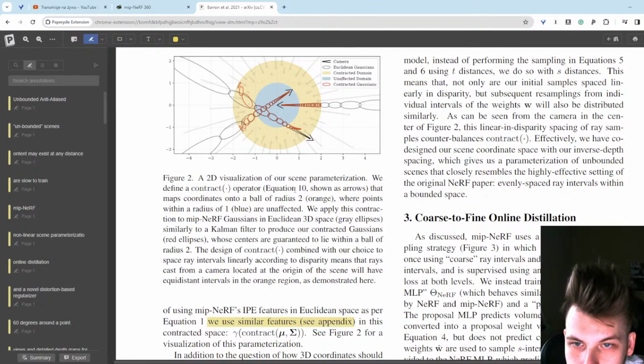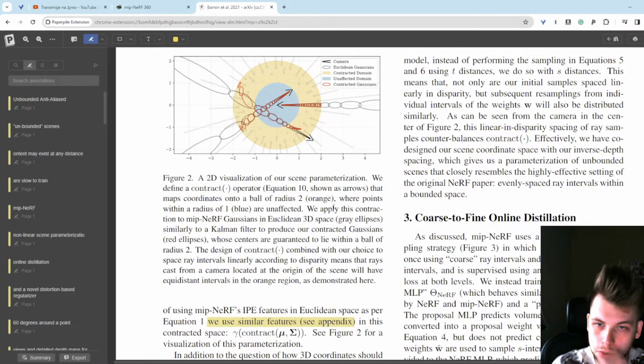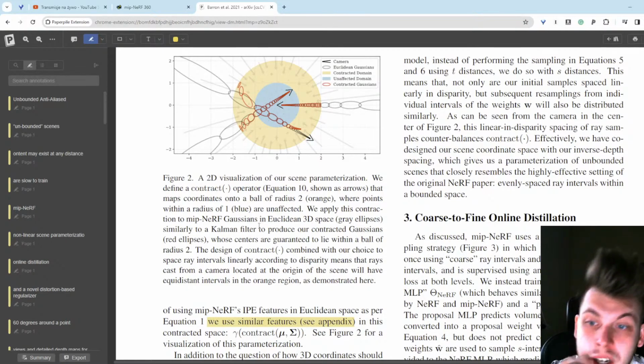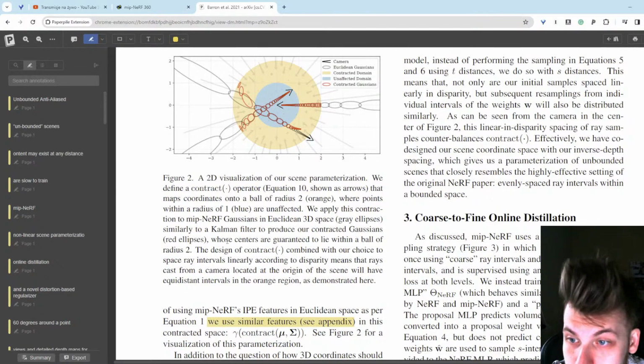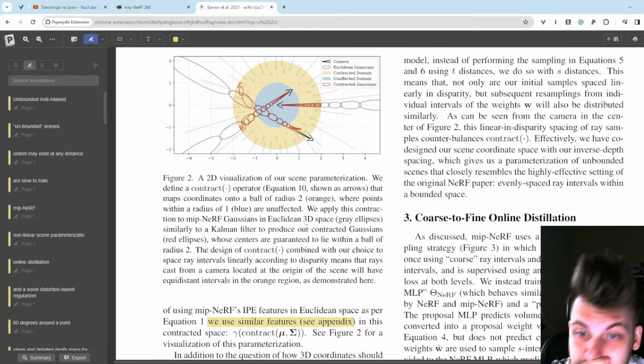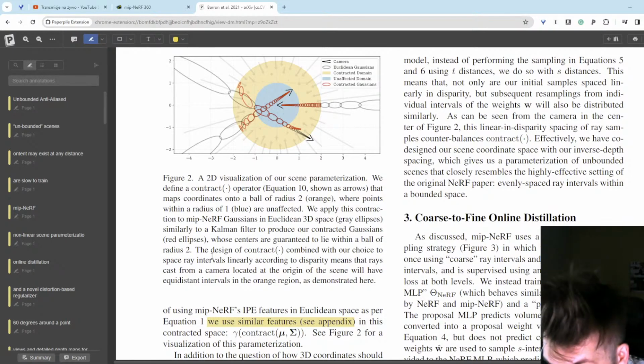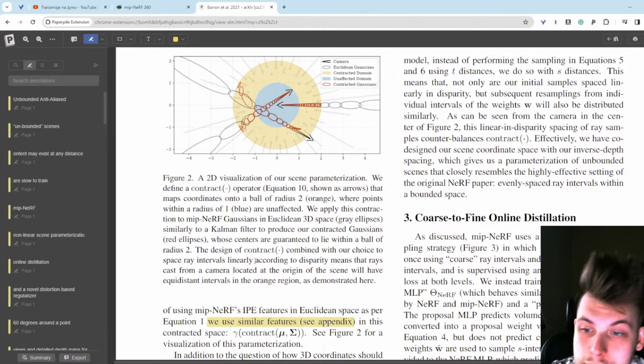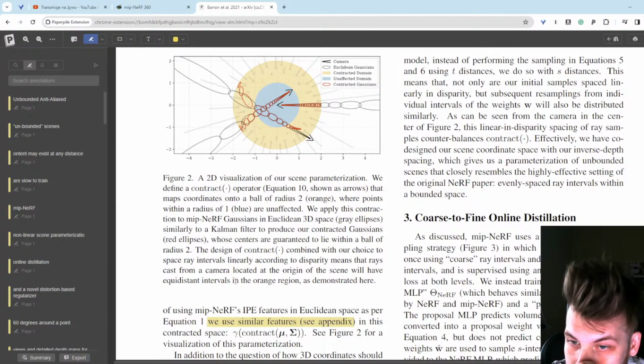We define a contract operator, shown as arrows, that maps coordinates onto a ball of radius 2, where points within radius 1 are unaffected. We apply this contraction to Mip-NeRF Gaussians in Euclidean 3D space. Gray ellipses are similar to a Kalman filter to produce our contracted Gaussians, whose centers are guaranteed to lie within a ball of radius 2. The design of contract combined with our choice to space ray intervals linearly according to disparity means that rays cast from a camera located at the origin of the scene will have equidistant intervals in the orange region, as demonstrated here.